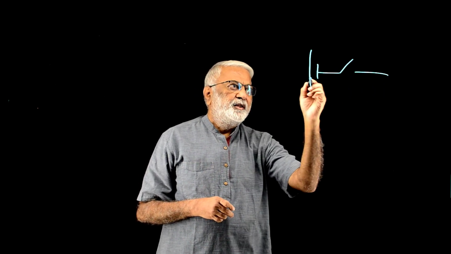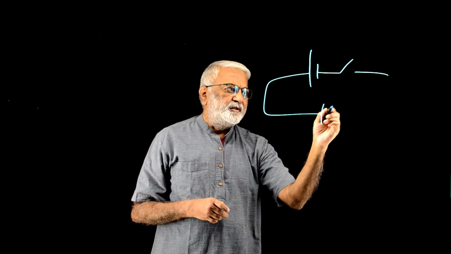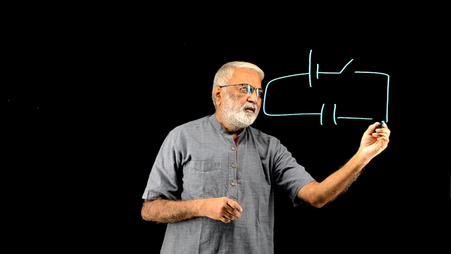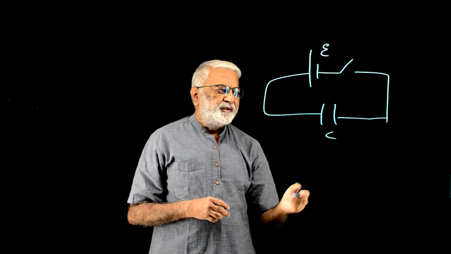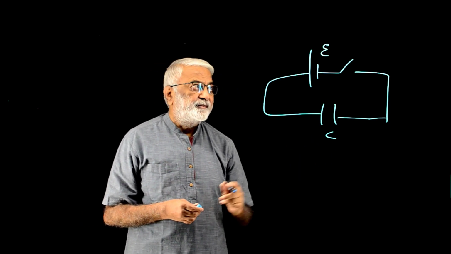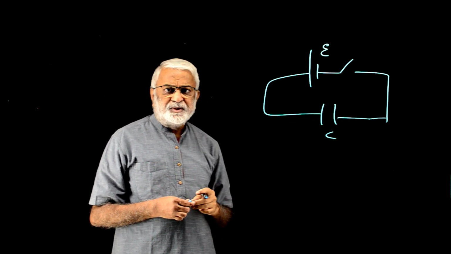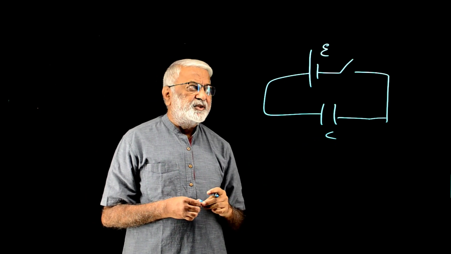We have a circuit here, and this consists of a cell and a switch and a capacitor. The cell is of EMF E, capacitance is C. We close the switch at some moment. Initially the capacitor is uncharged.